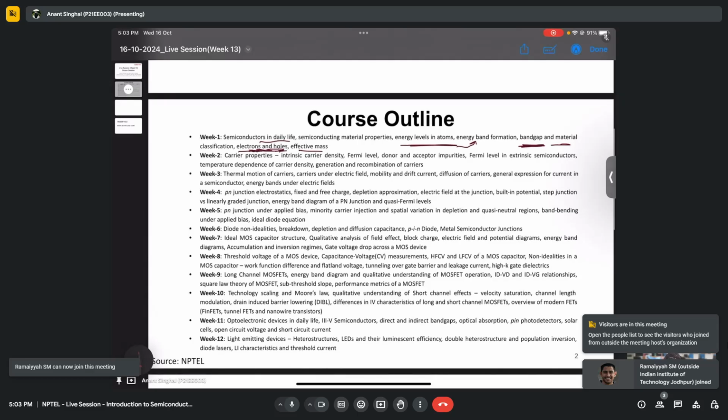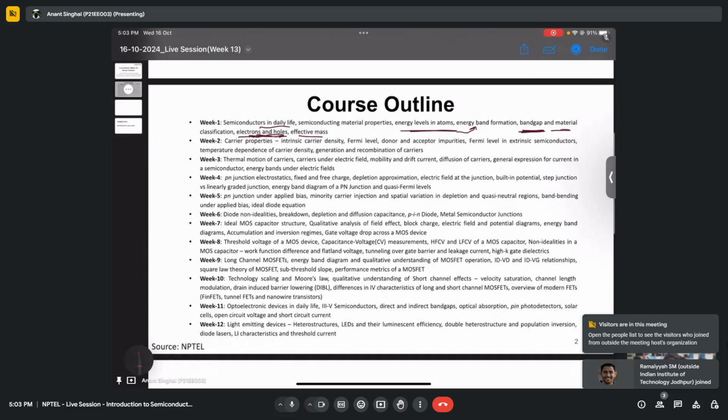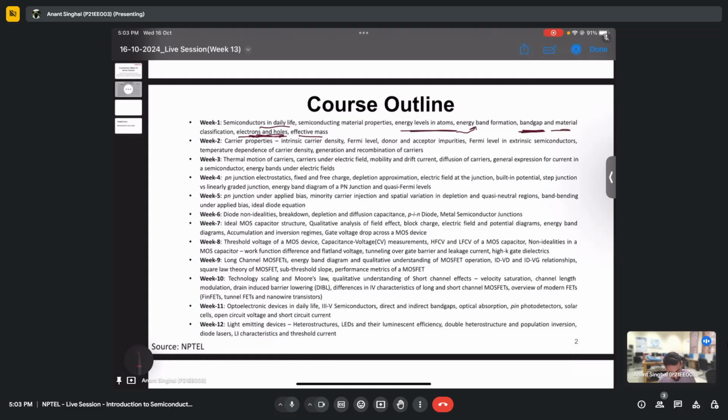And after that, in week two, we quickly read about the carrier transport properties. What is this intrinsic carrier density? And we got to know that we have a thing called the Fermi level, which basically determines whether the electron will be there till that particular energy level or not. So below the Fermi level, we have the probability of electron for an ideal case to be 1, and above the Fermi level, we have the probability to be 0.